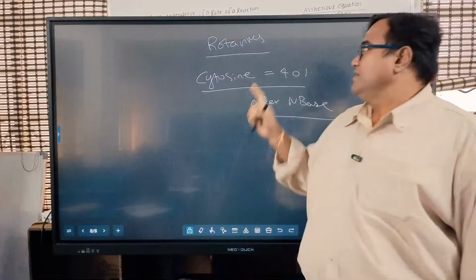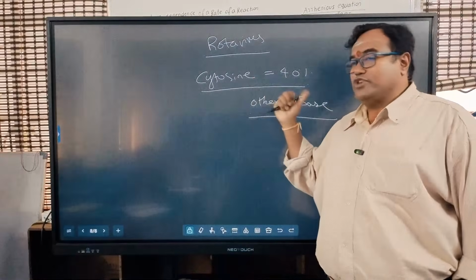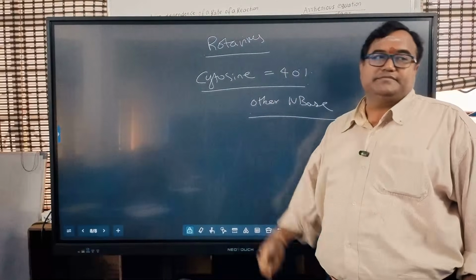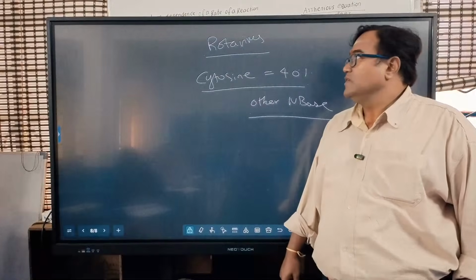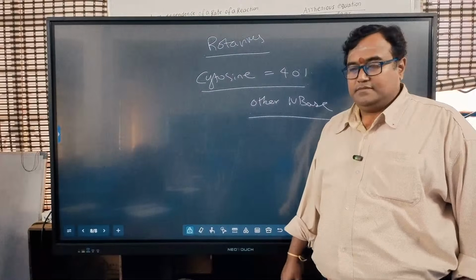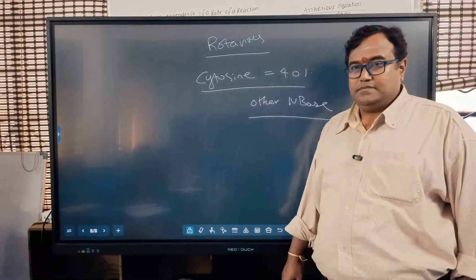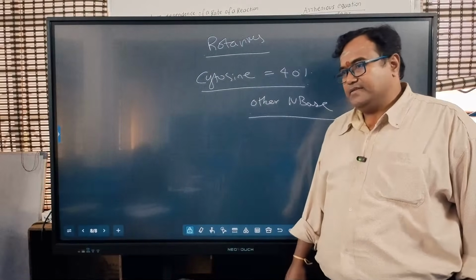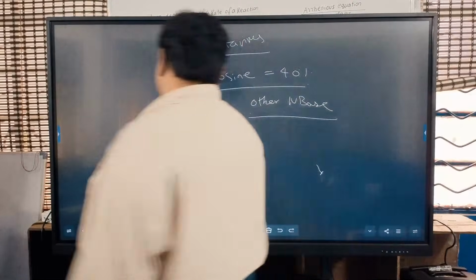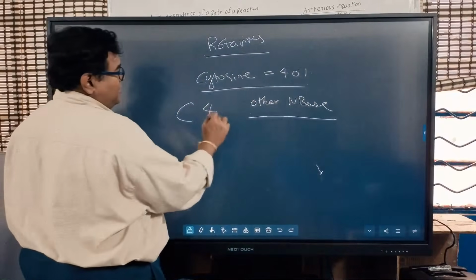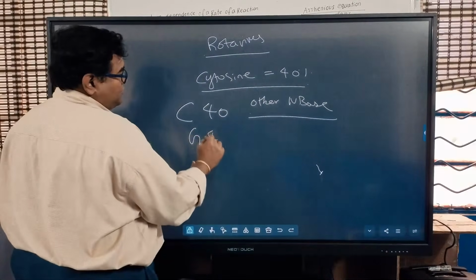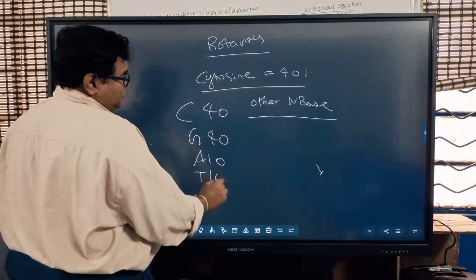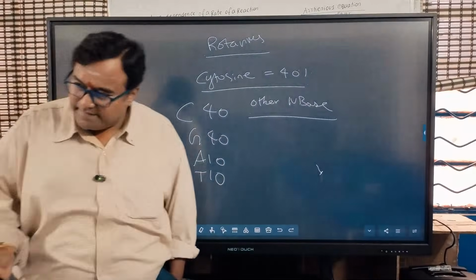One more time I'll repeat. Rotavirus has cytosine 40%. You should calculate the other nitrogen bases and give them in a figure. You calculated? Say. Cytosine how much? 40. Guanine 40. Adenine 10. Thymine 10.